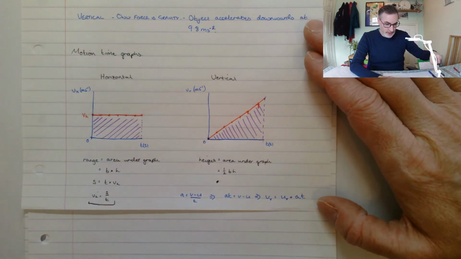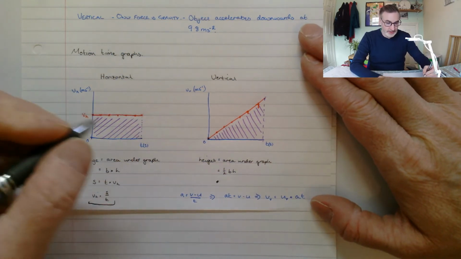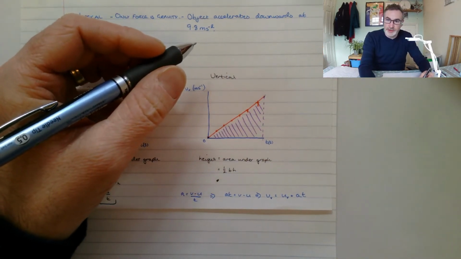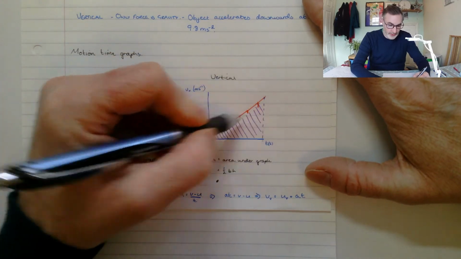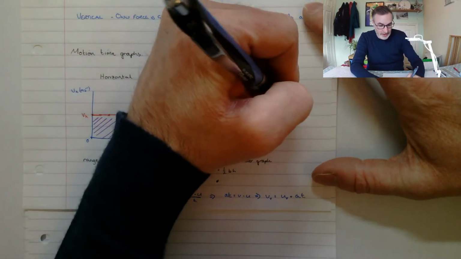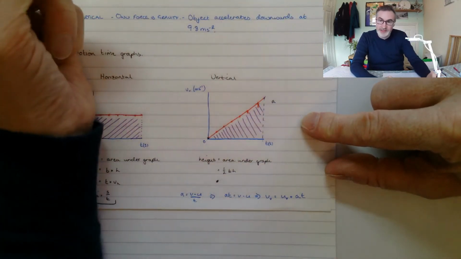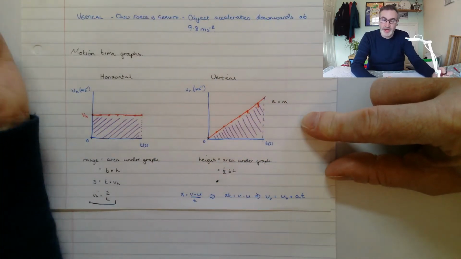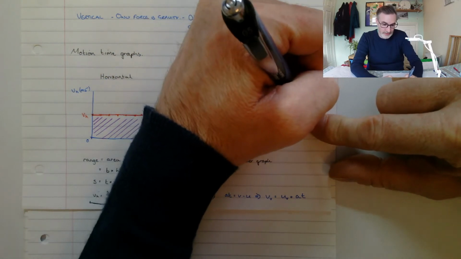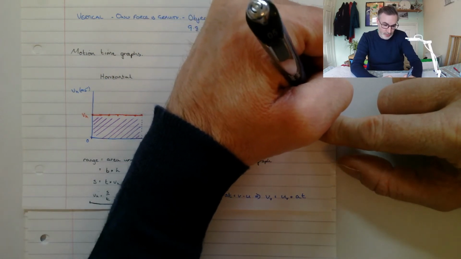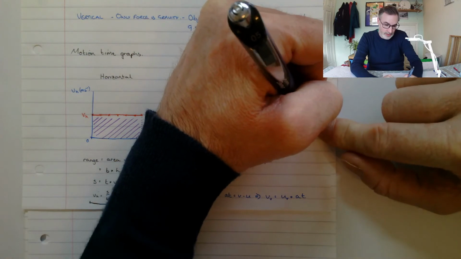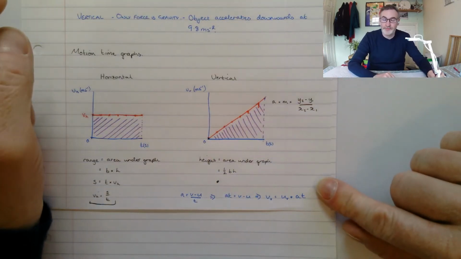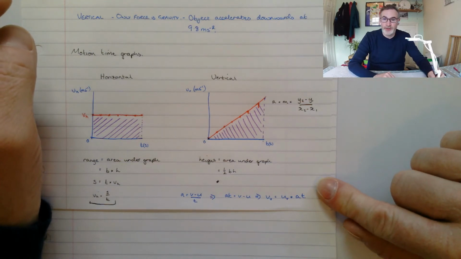Lastly, with velocity time graphs and with your vertical there, one of the intentions was that you should be able to calculate acceleration from the vertical time graph. And so to do that, acceleration is going to equal the gradient of the line, and the gradient of the line would be y2 minus y1 over x2 minus x1. Okay.